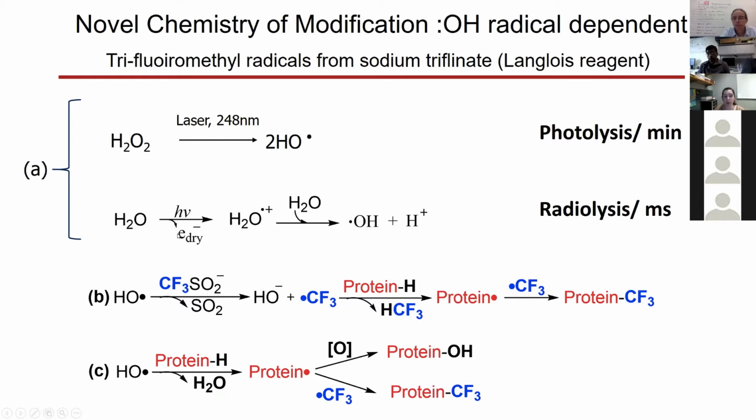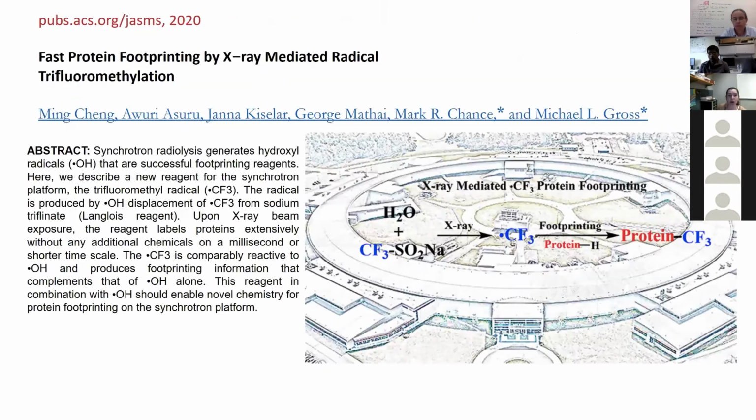In the synchrotron platform, we use radiolysis to generate hydroxy radical. This is just the first step, which is different from photolysis. As you can see here, the water molecule is exposed to X-ray, and then we generate hydroxy radical, which undergoes exactly the same reaction as the one I described during photolysis. The only difference is that it's on a millisecond level right now. It's a very fast reaction, so we decided to test our hypothesis that we can use synchrotron and make it fast.